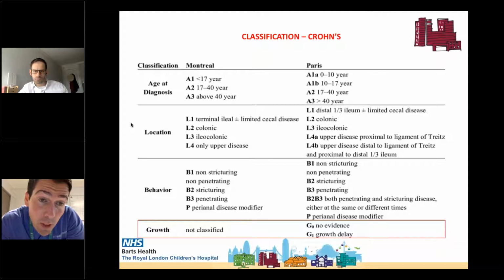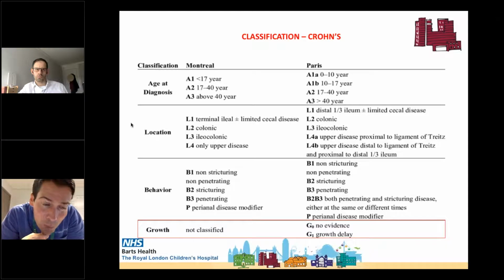It's very important to know the location. L1 in the Montreal classification will be Crohn's disease located at the terminal ileum or the small bowel, not just the terminal ileum, any small bowel. But it can also be ileocecal Crohn's, so very limited Crohn's disease confined between the terminal ileum and cecum will be L1. So L1 in your head should be small bowel, maximum cecum. L2 is colonic Crohn's, colon only. L3 is ileocolonic, so involvement of both the small bowel and the large bowel. And L4 is when the upper gastrointestinal tract is involved.